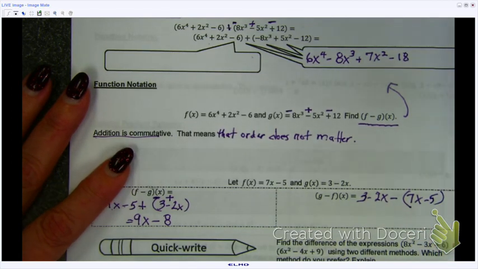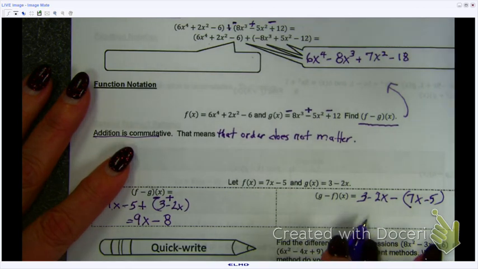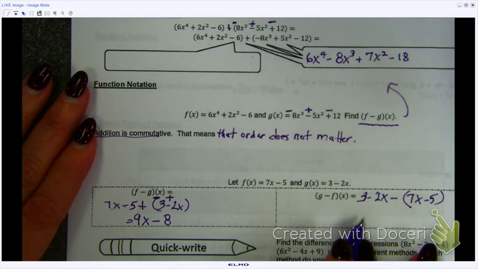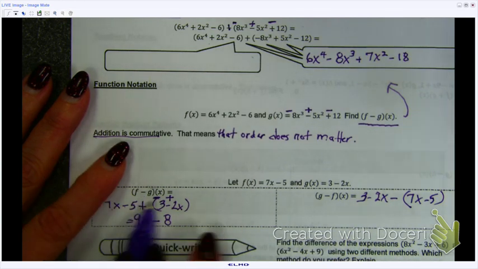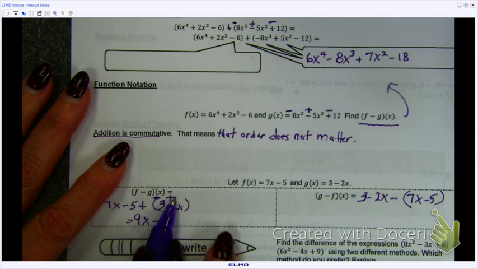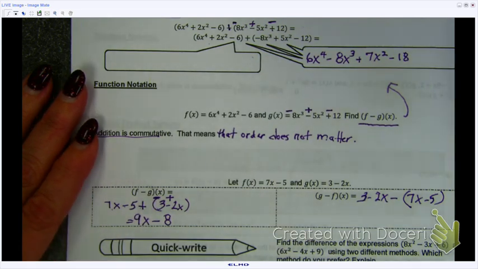Yes? I'm confused on why, did we take out the negative for the negative 2? When we distributed the minus sign, the positive 3 became negative and the negative 2 became positive, because it's a minus times a minus.